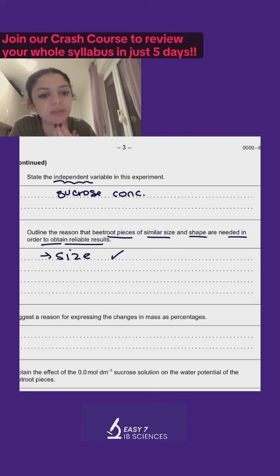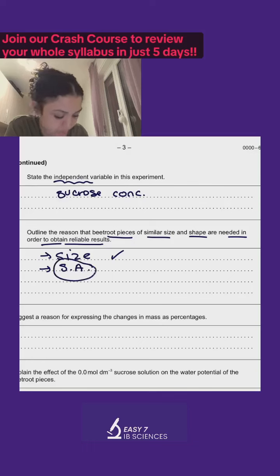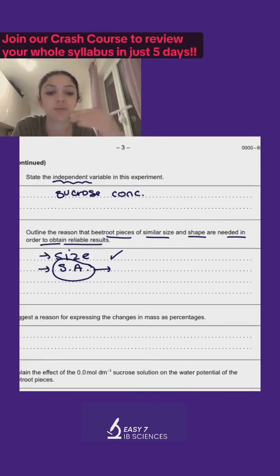So we know that IB love using surface area. When in doubt, literally talk about surface area. Because IB just love using the idea of surface area. I'm not sure why. It's not really a misunderstood concept and you would think it is. But the IB love talking about surface area. So, of course, different surface areas would affect the rate of diffusion. Okay? So how do you get the mark? To get the mark, you have to name a variable. You can talk about size. You can talk about surface area.